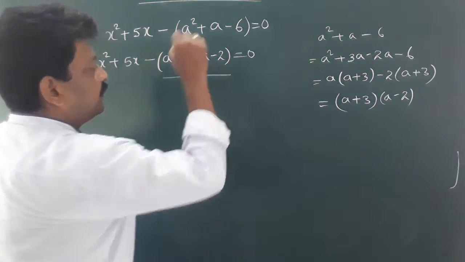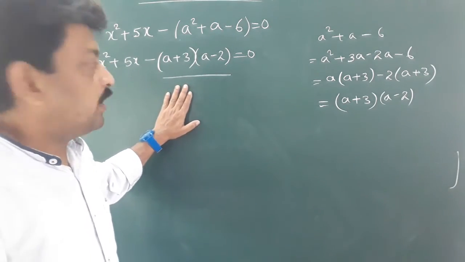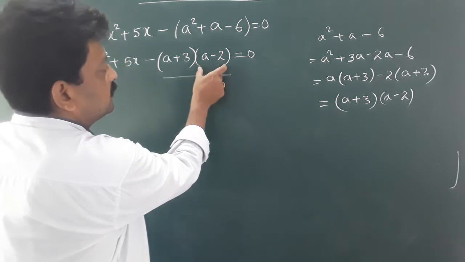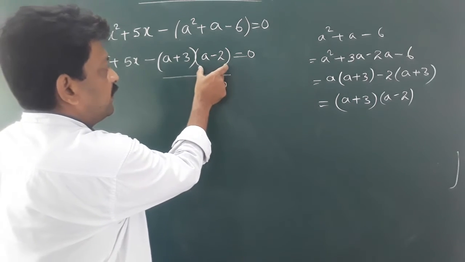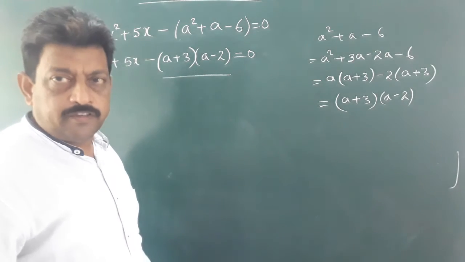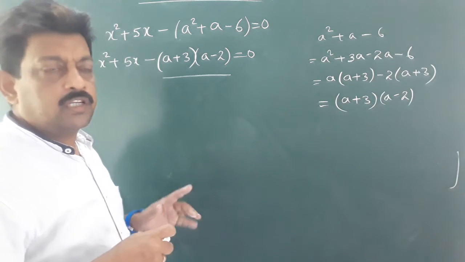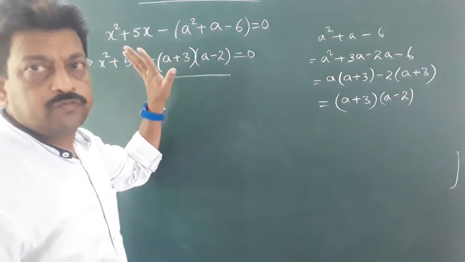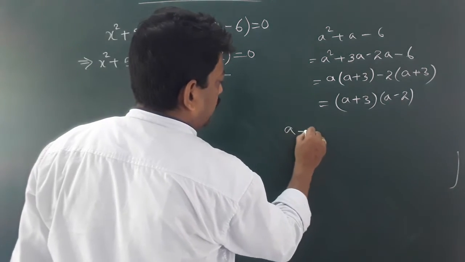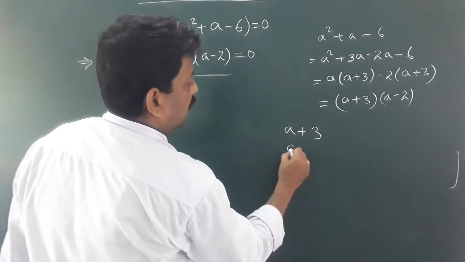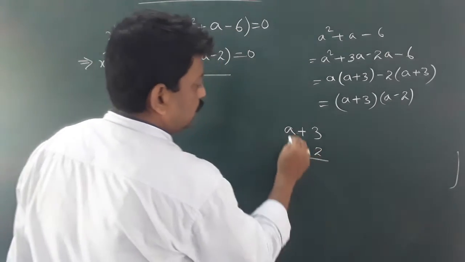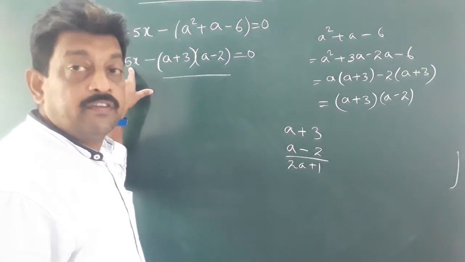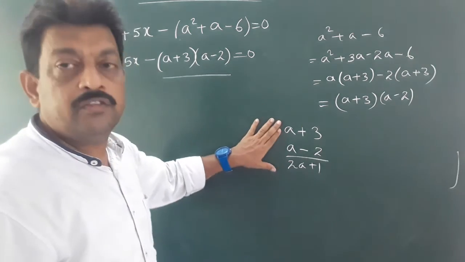So how to do that? Just take the two factors obtained here, add them or subtract them. Either the first factor minus the second factor, or second factor minus the first factor, and check what we are getting. We have to make 5x either by adding or subtracting these two factors. So if we are going for addition, a plus 3, a minus 2. So what we are getting? 2a plus 1. But here it is 5x. We have to make 5x out of these two factors. So addition will not do.